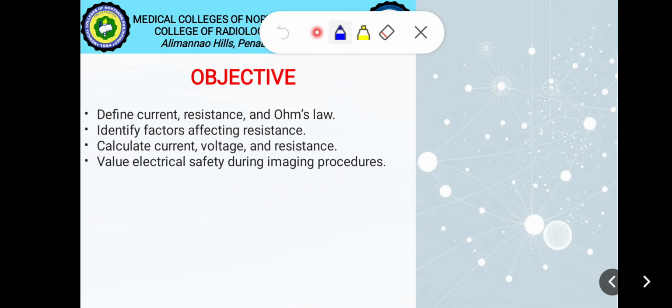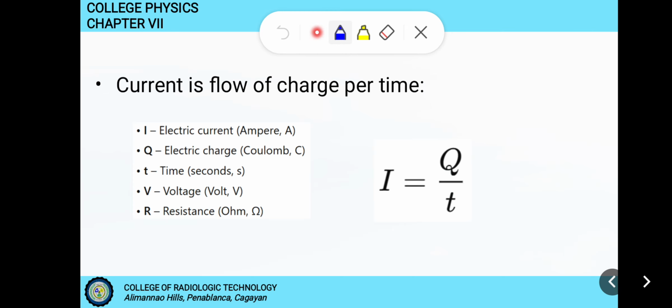Identify factors affecting resistance, calculate current, voltage, and resistance, and value electrical safety during imaging procedures. Now, what is a current? Our current is the flow of charge per time, and we are given the formula I is equal to Q over T.